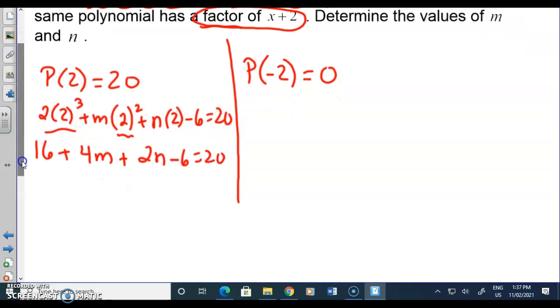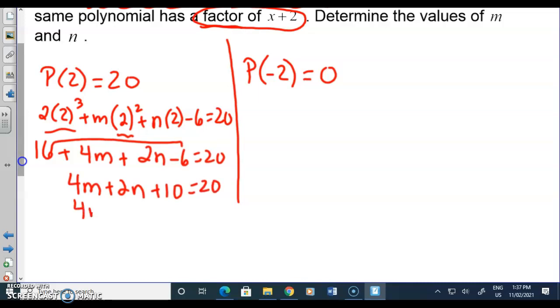I add up my like terms, so I have 4m plus 2n. I know that 16 and negative 6 is positive 10. And I'm going to isolate my variables. So I'm going to subtract 10 from both sides, and then I'm going to end up with 20 subtract 10 is 10. So this is my first equation.